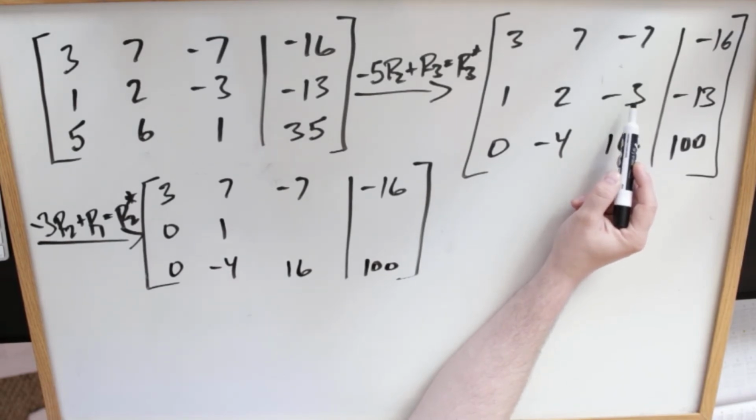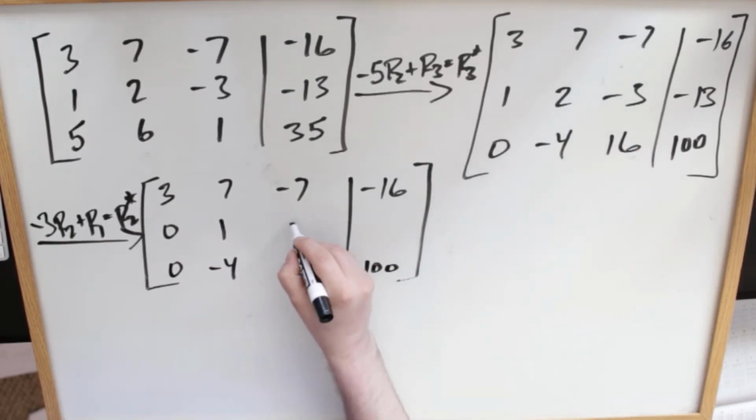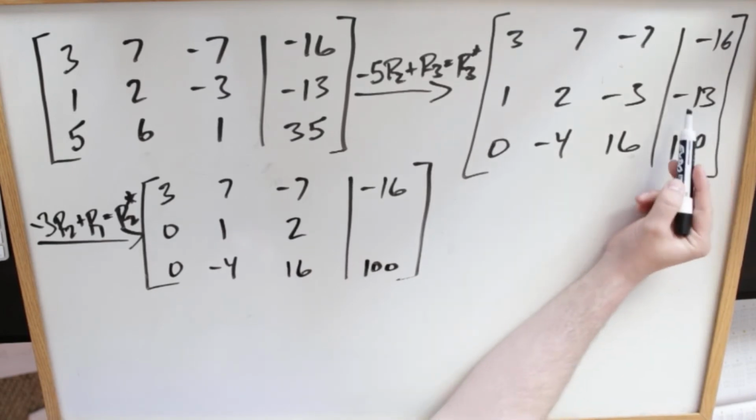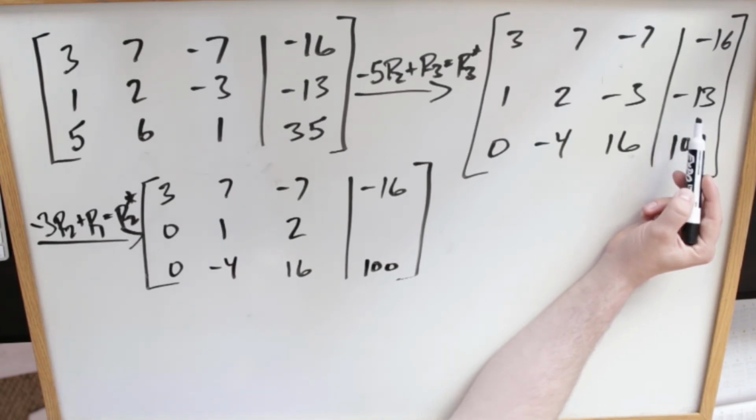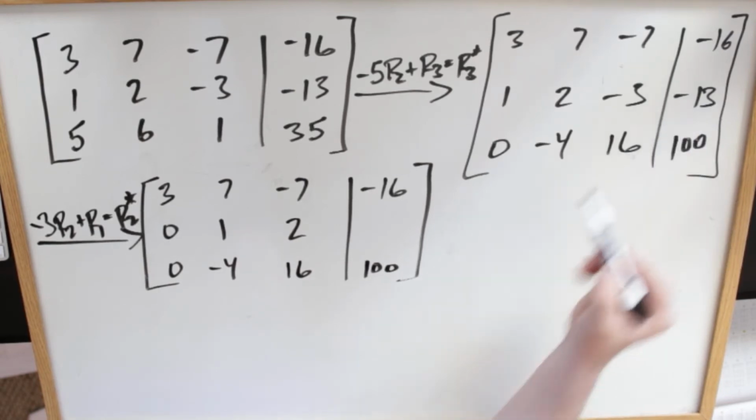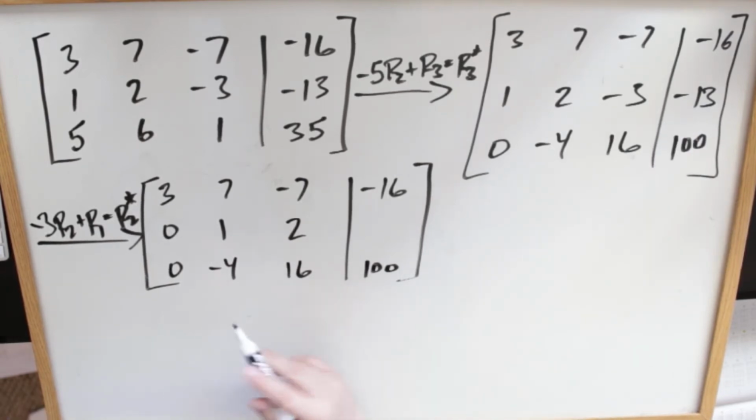Minus 3 times a minus 3 is going to be a positive 9. Positive 9 minus 7 is a positive 2. And now the last one, minus 3 times 13 is a positive 39. 39 minus 16 is 23. Let me just double check that.